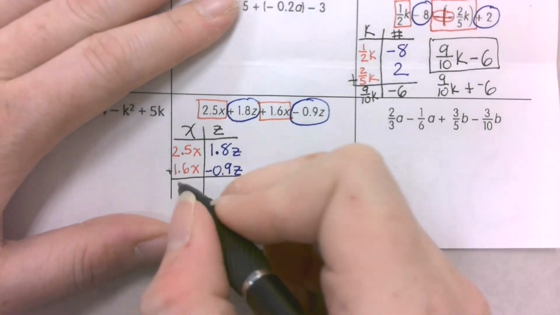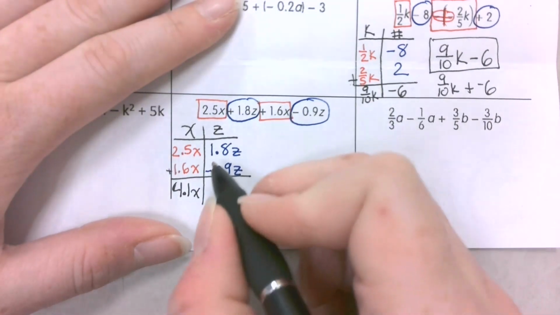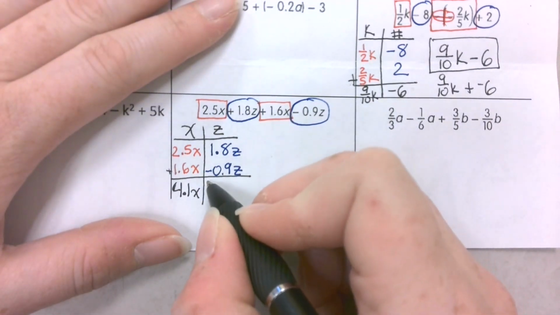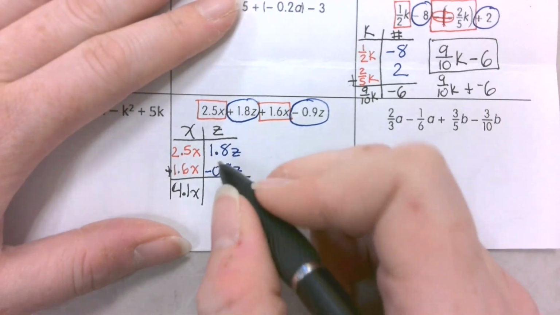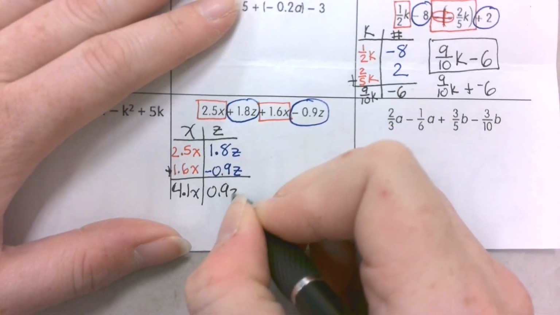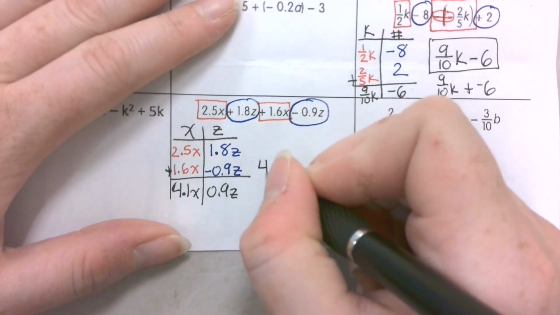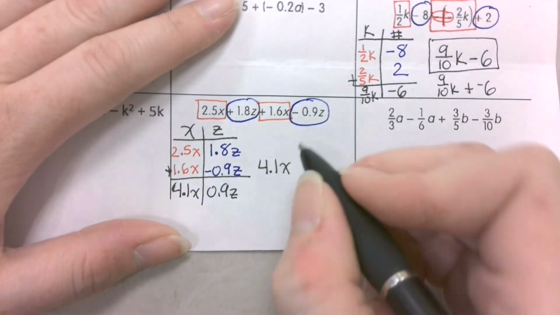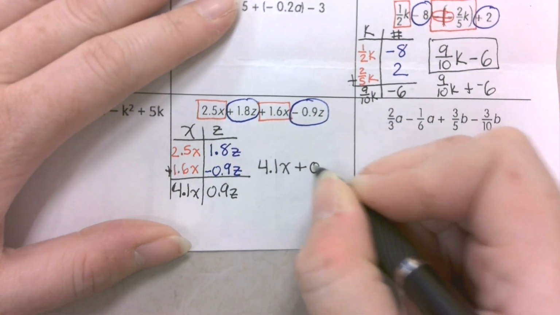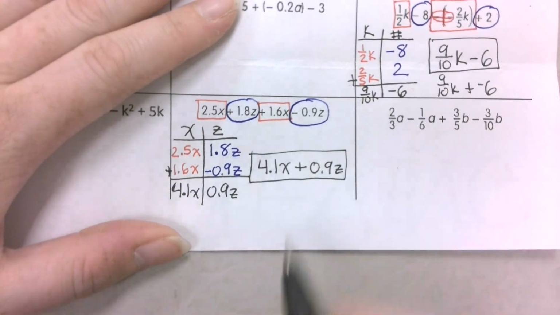Now I need to add down, and I've got 2.5 plus 1.6 is 4.1x, and then I've got 1.8z plus a negative 0.9z is 0.9z. Therefore, our final answer will be 4.1x, and then because this is a positive number, it will then be plus 0.9z. Finished.